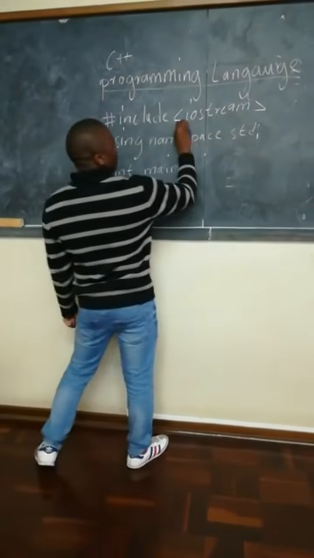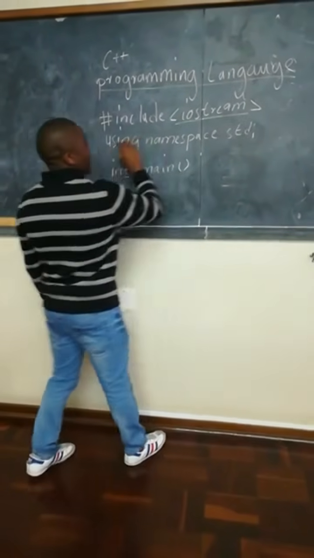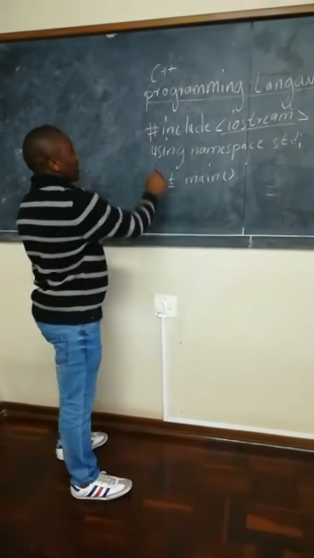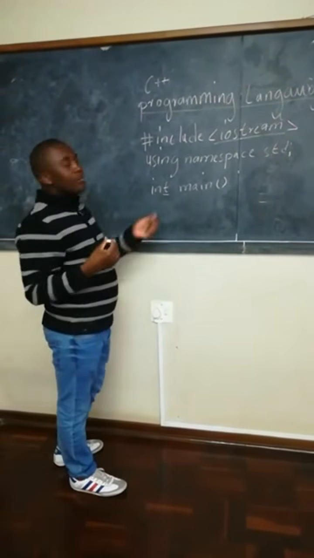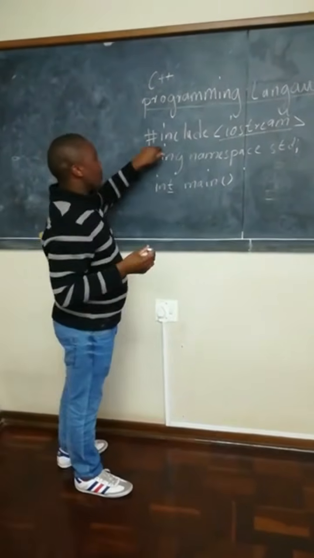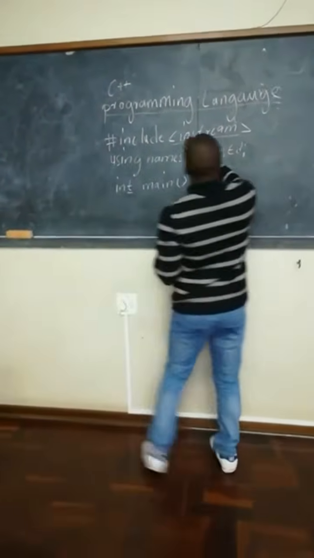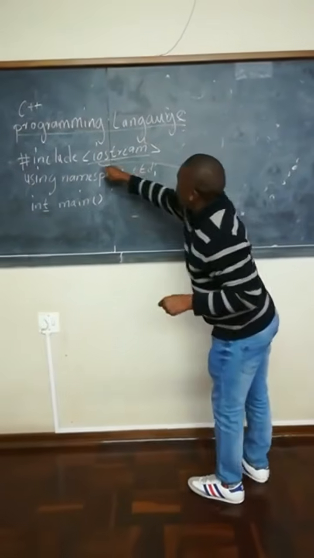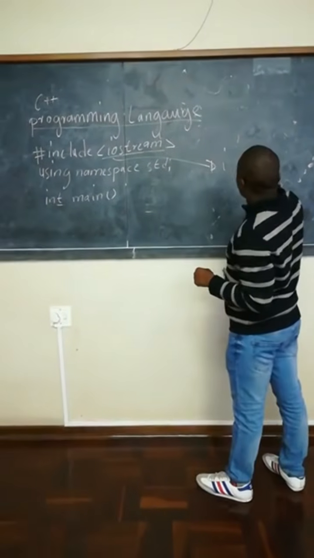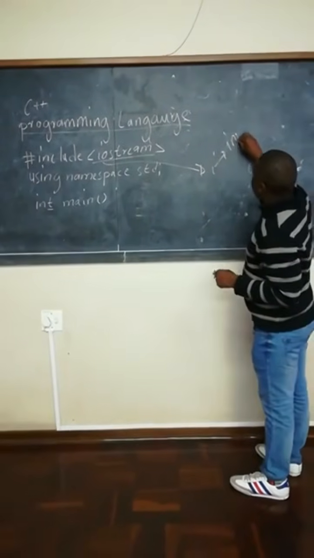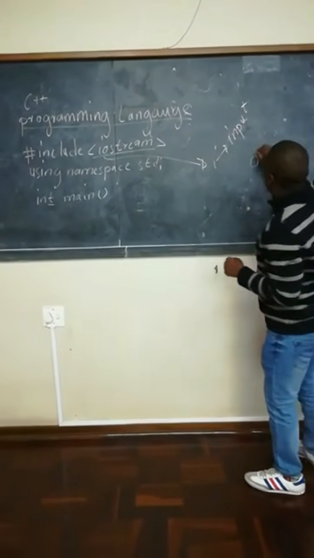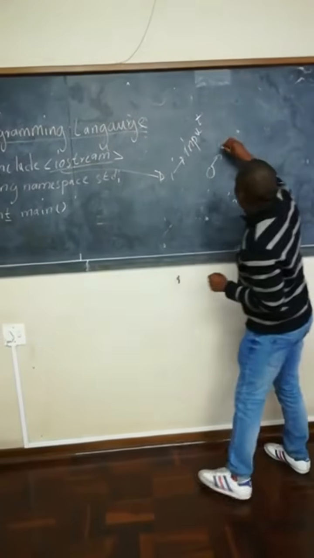So this statement iostream is a header file, and the hash include was agreed by the programmers that every time they write a header file, they must start with hash include. In this header file, the first letter is I and the second letter is O. This I means input, and this O means output.